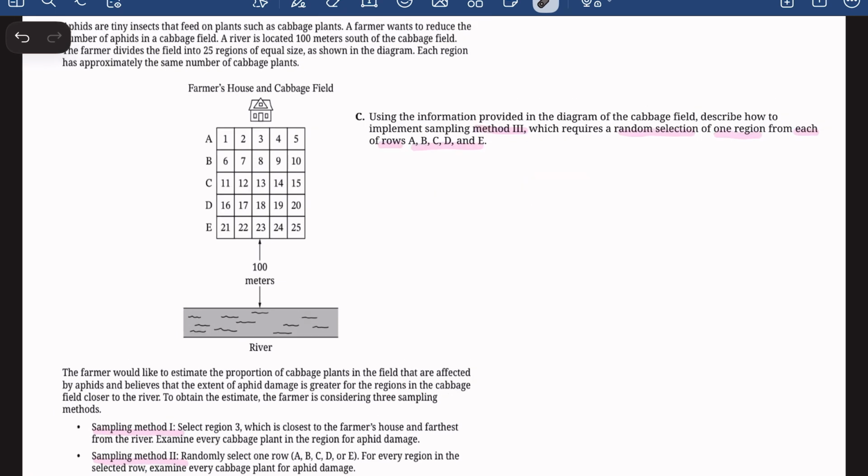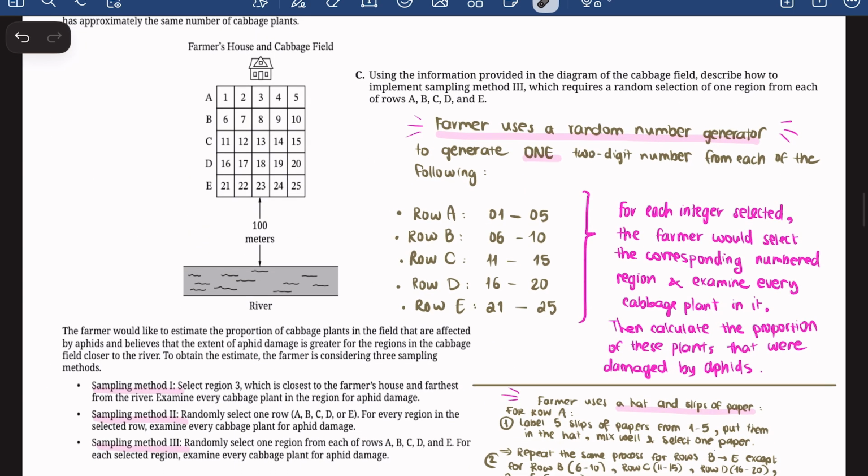So in part C, describe how to implement sampling method 3, which requires a random selection of one region from each row, A, B, C, D, and E. So there are two ways in which we can answer this question. The first one is we can say the farmer can use a random number generator. Okay, so for row A, you take the numbers 01 to 05. And then your random number generator will generate one two-digit number between 1 and 5. Let's say it gives you the number 04.